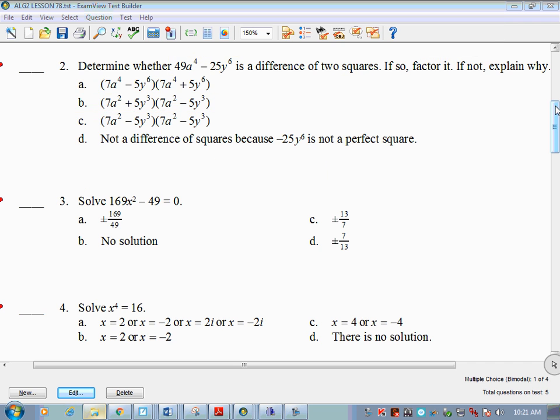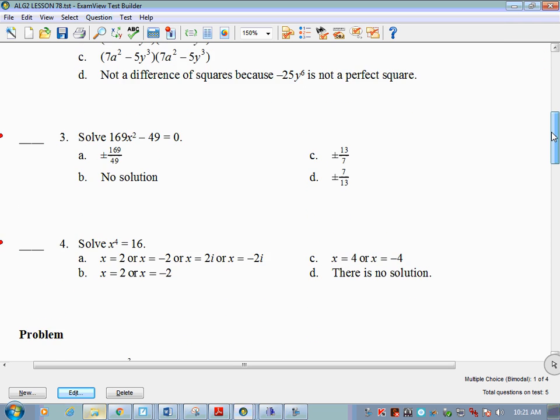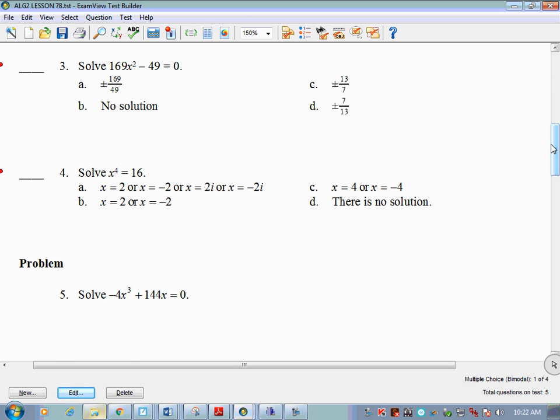All right, let's clear up some things. Let's look at question number 3. Solve 169x squared minus 49. So what we want to do is what with 169x squared? Anybody? I hear people like trying to say it, but they're nervous about whether or not they're going to be wrong. What am I going to do with 169x squared? Square root it, okay? So what is the square root of 169? 13. What is the square root of x squared? X, okay, good.